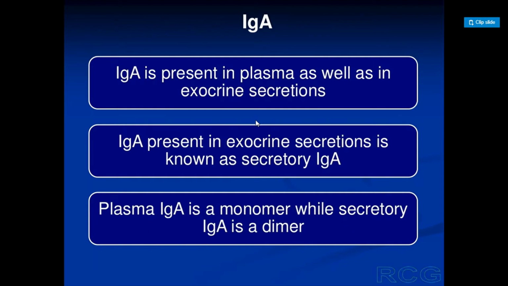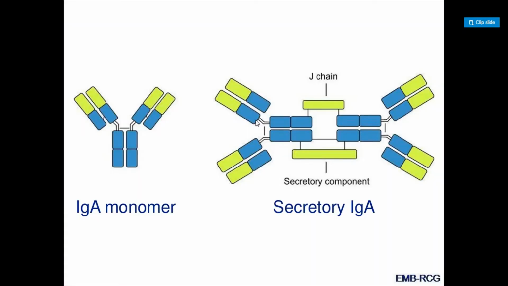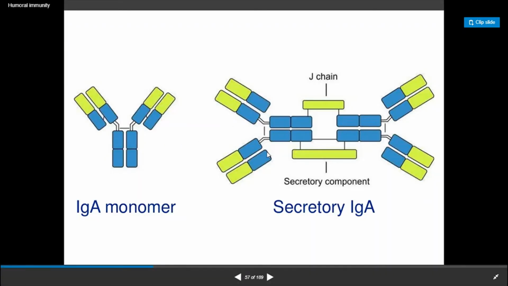Then the IgA. IgA is present in the plasma as well as in the exocrine secretion, and this exocrine secretion is known as the secretory IgA. The plasma IgA is a monomer, while the secretory IgA is a dimer. This is the IgA monomer, and this is the secretory IgA in the dimer form, joining through the J chain. These are the secretory components, and this is the J chain, and these are the IgA monomers, and this is the IgA dimer.